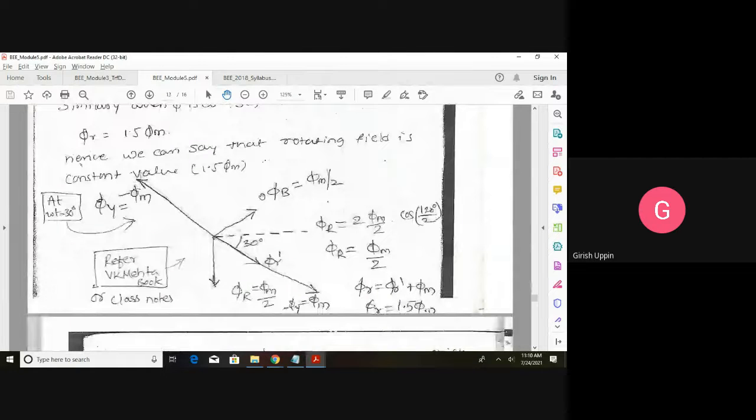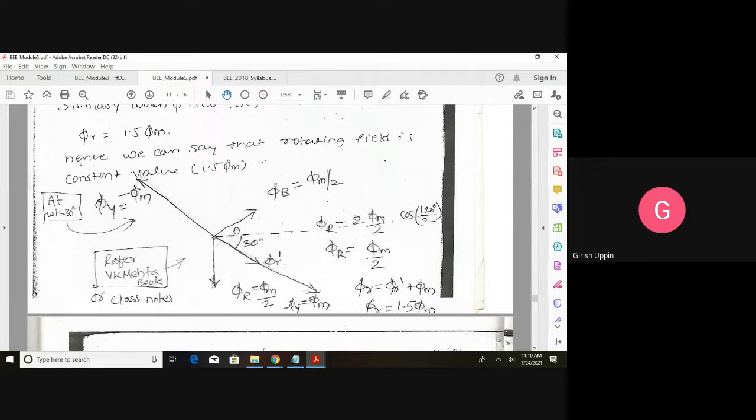So I have done it. This is the vector diagram for omega t is equal to 30 degree. I get phi r as phi m by 2, phi y as minus phi m, and phi b as phi m by 2 again. So I get phi y is equal to minus phi m, so I will take it on the minus phi y side, and it will come as minus phi m. First, I will take the vector sum of phi r and phi b, that is phi m by 2 and phi m by 2.